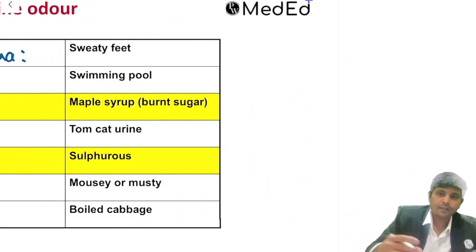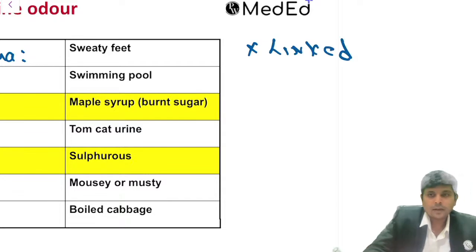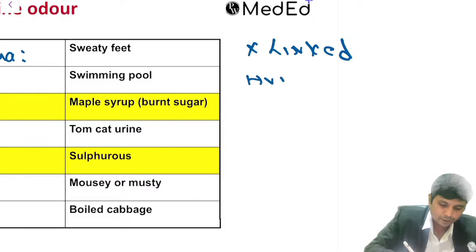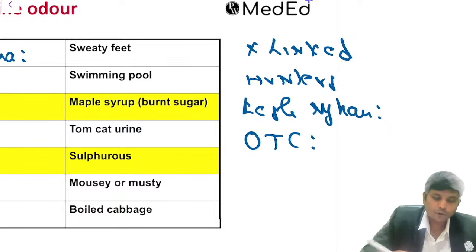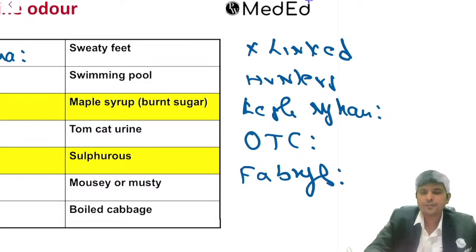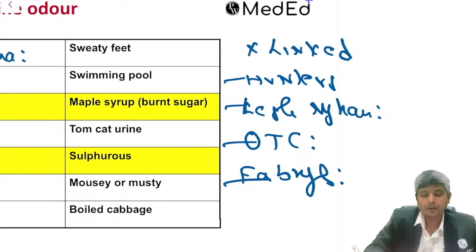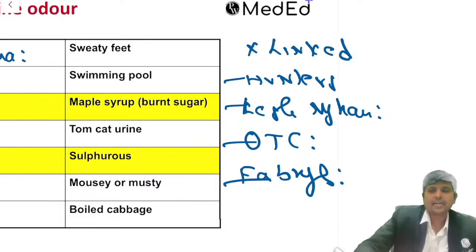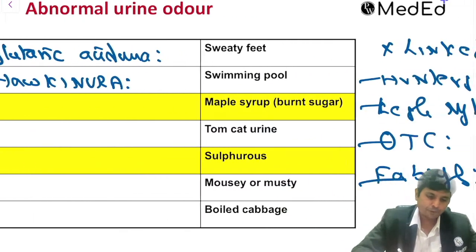Can you tell me what are all the X-linked recessive inborn errors of metabolism? Yes, very good. Your Hunter, your Lesch-Nyhan, your ornithine transcarbamylase, your Fabry's. Hunter, Lesch-Nyhan, ornithine transcarbamylase, Fabry's are all associated with X-linked inheritance. Only males in the family will be affected. So this is another MCQ.